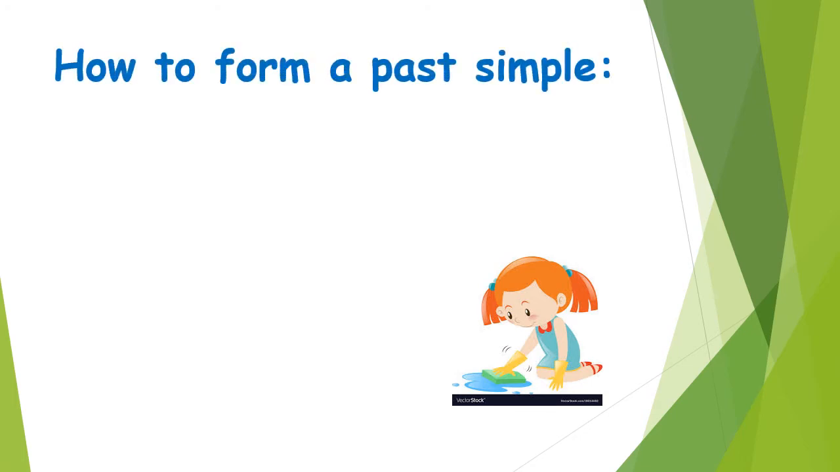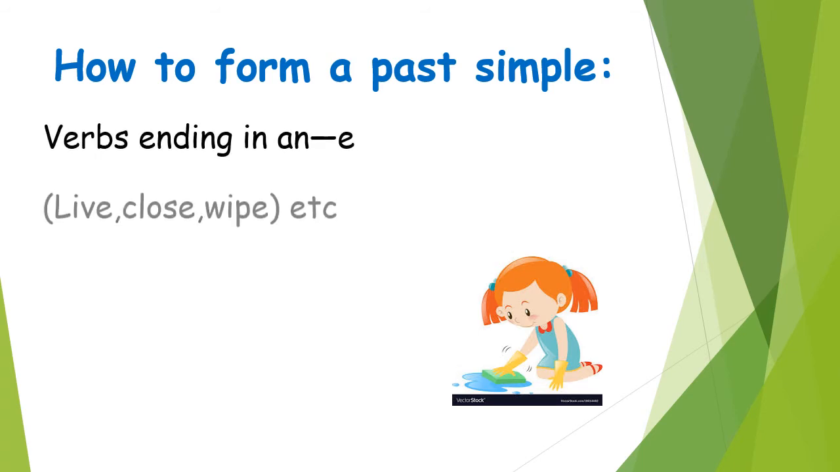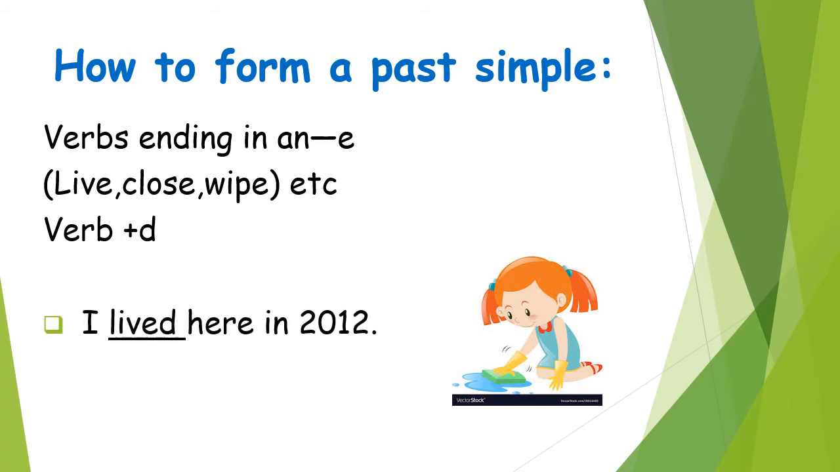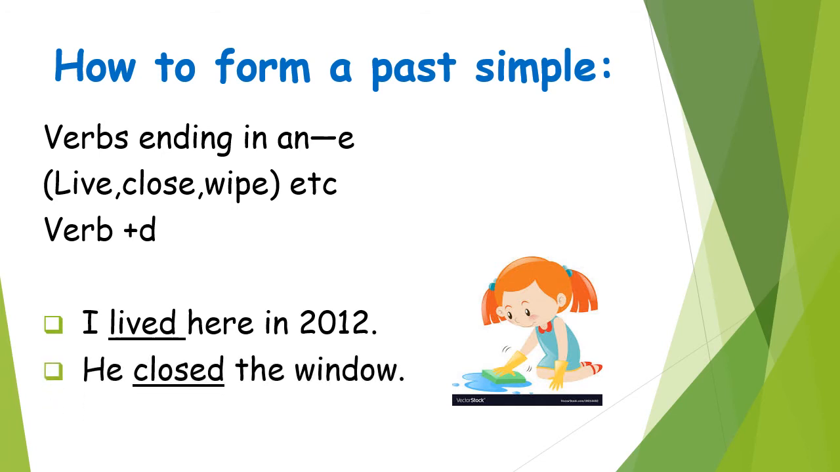Now, students, let's see how to form a past simple tense with verbs which are ending with e, such as live, close, wipe, etc. We just use d at the end of such verbs. For example, I lived here in 2012. He closed the window. They wiped the floor.